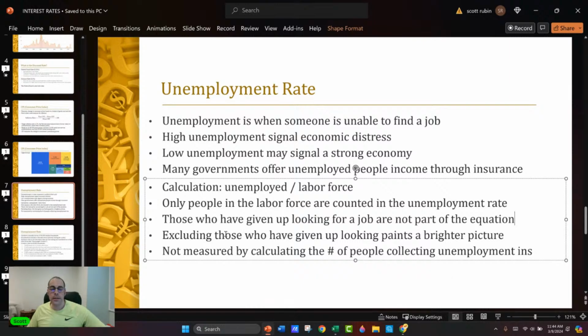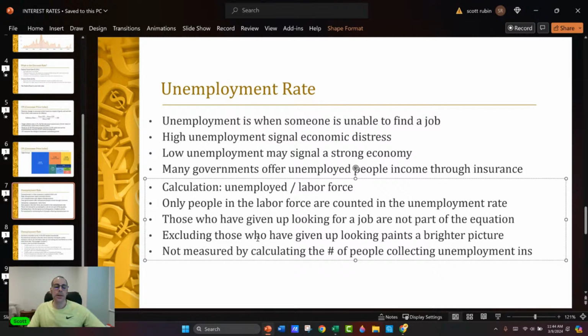When you exclude those people, it does make it look a lot better than it really is. So maybe 10% of people are unemployed, but the way the U.S. calculates it, it looks like 4% are unemployed because those 6% are just not even calculated.